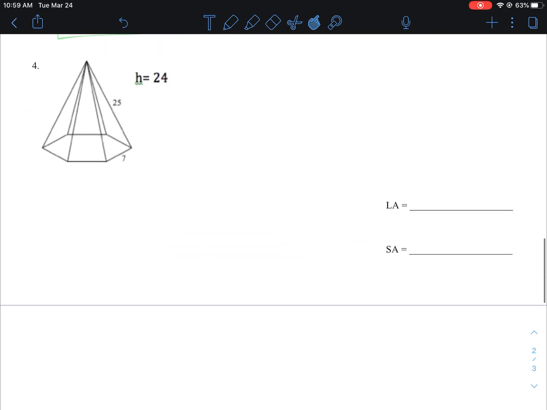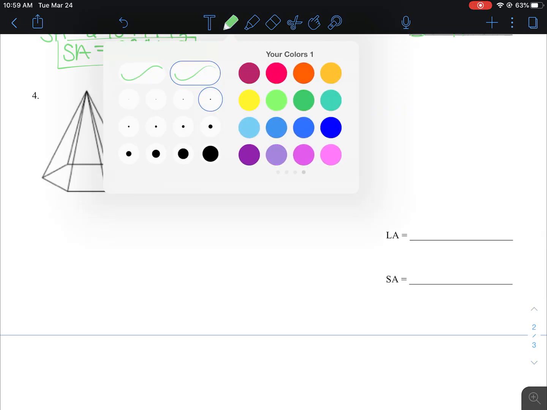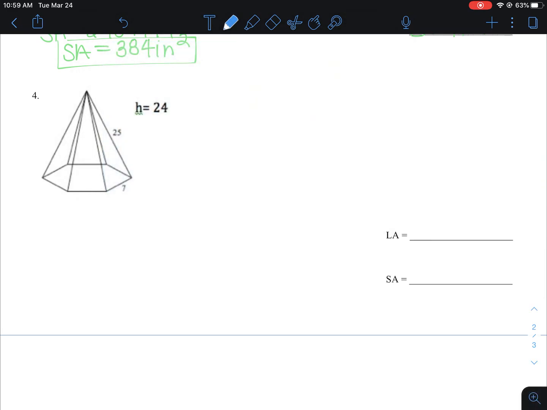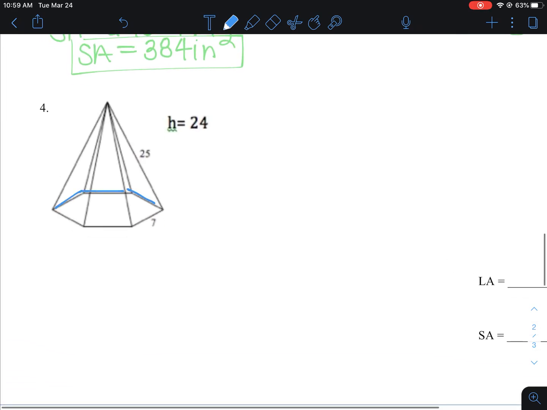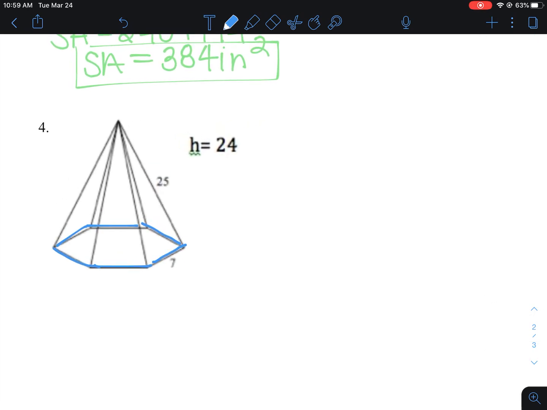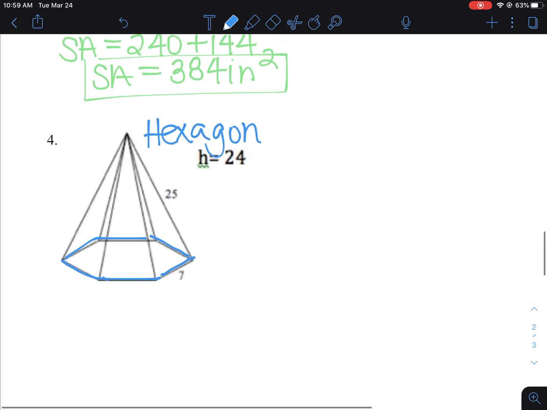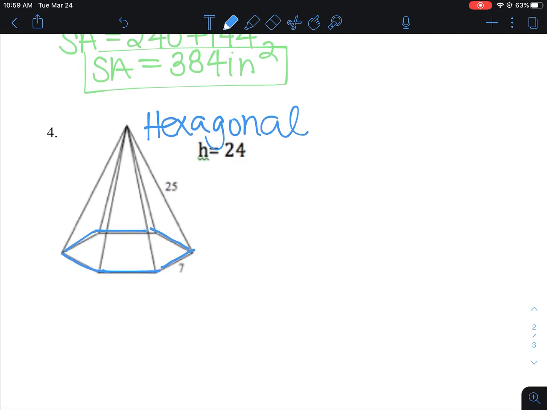And then, lastly, basically I would always just be thinking about which type of pyramid we have here. Because when it gets to that part where you have to do area of the base, it's going to change. So if you look at this base, it has 6 sides, which hopefully you remember means that's a hexagon. So this would be a hexagonal pyramid, because the base is a hexagon.